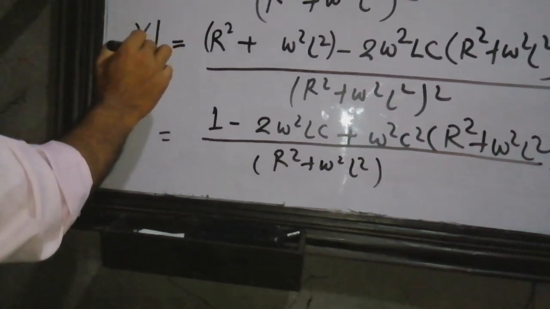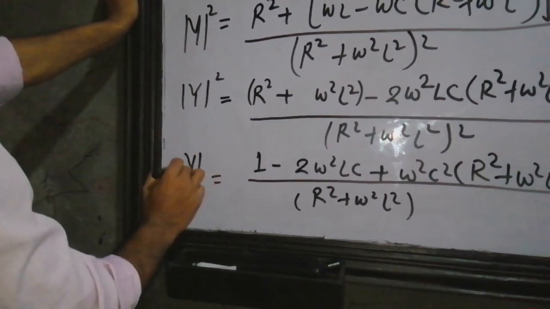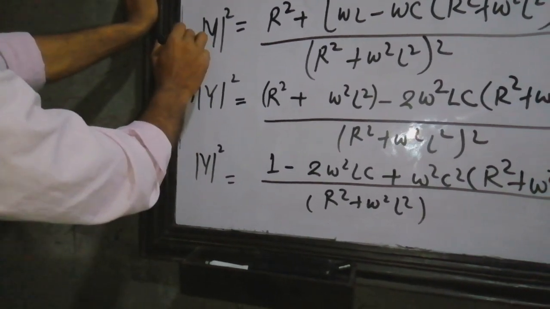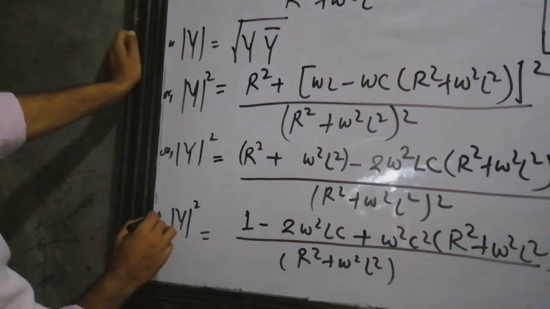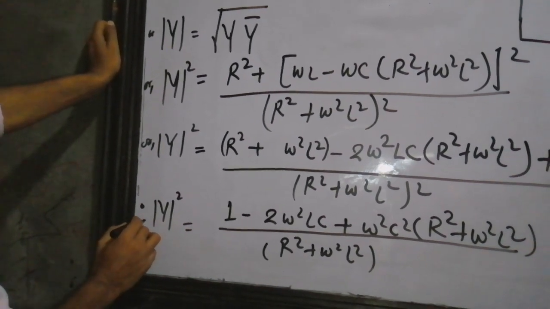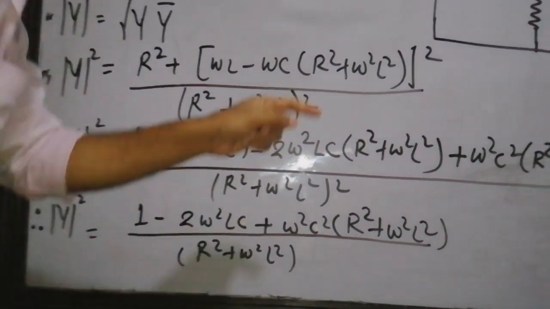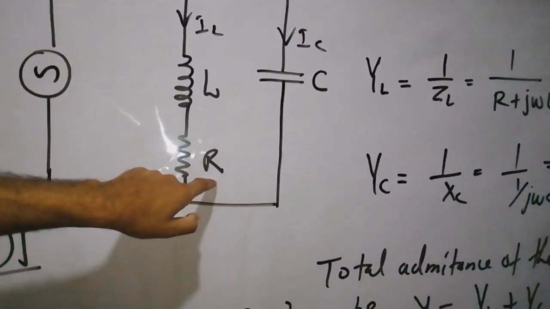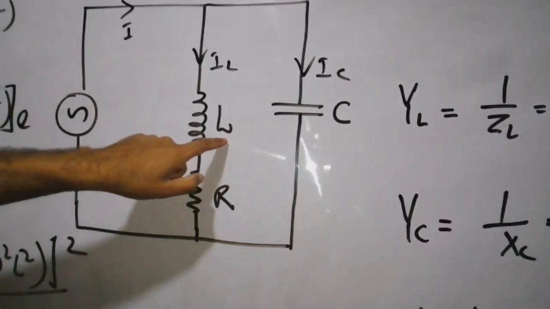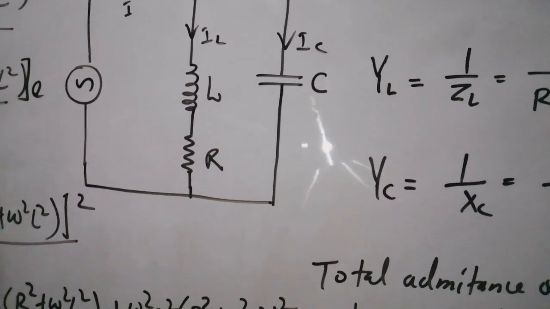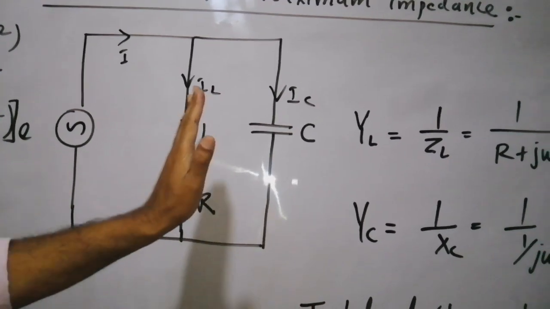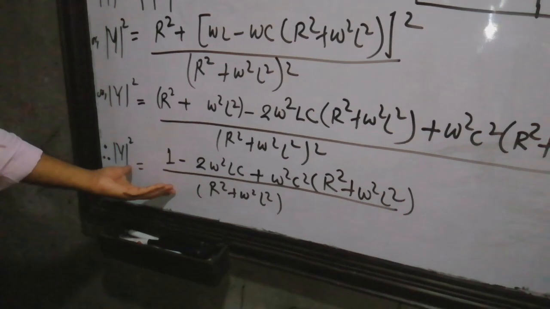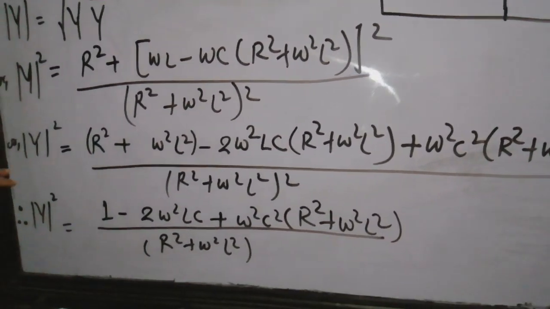This is the value of the square of admittance of the parallel LCR circuit or anti-resonant circuit. And in this case I have supposed only that the inductor does have some resistance in series. That resistance may include the resistance of the inductor itself or any external resistance we have connected in series with the inductor. So up to here we have got this.